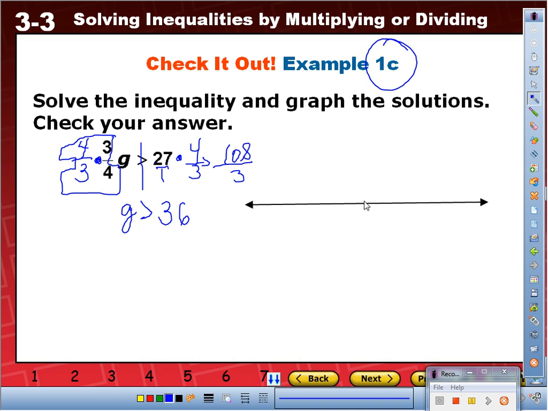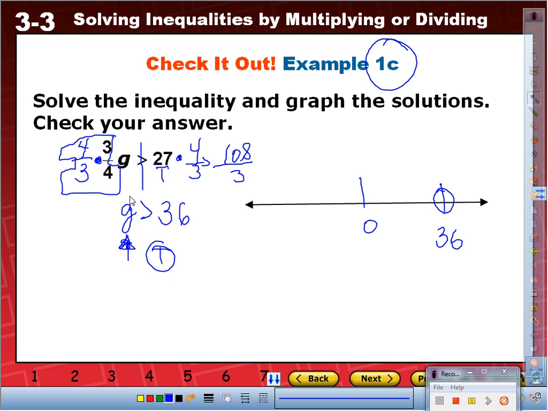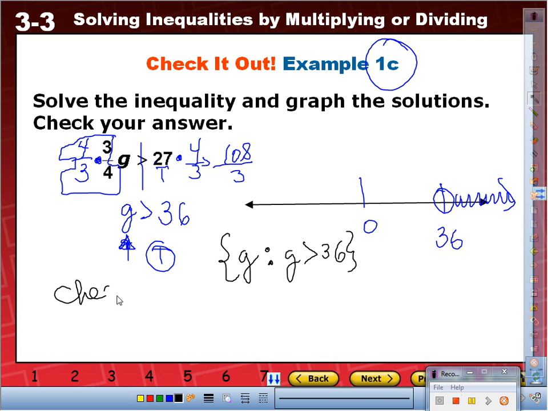There it is. 0, 36. It's an open point. And let's see, what numbers can I substitute in here that would make this true? What numbers are greater than 36? Everything to the right. Are we there so far? Okay, so then my solution set is all numbers G such that G is greater than 36. And then we're going to check this. Check. I'm going to write the original inequality. I write 3/4, and instead of G, I open up parentheses, greater than 27.